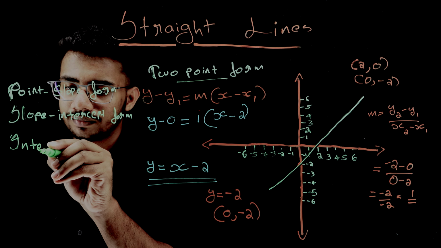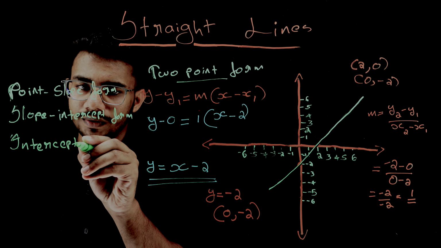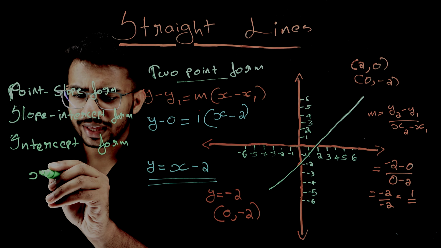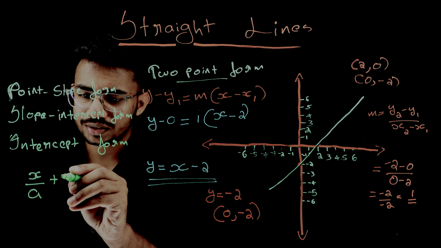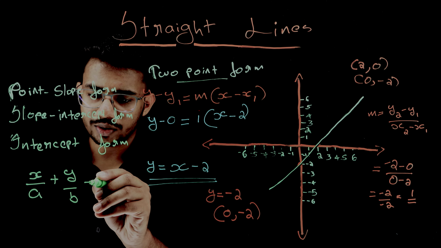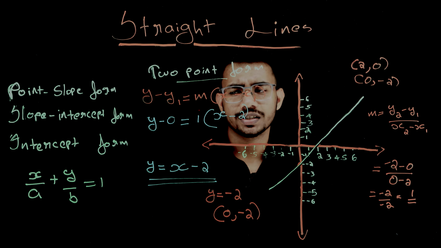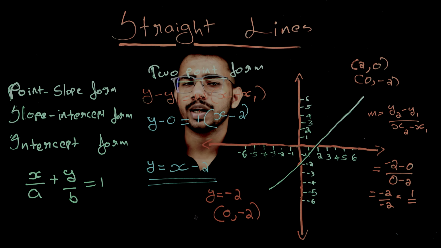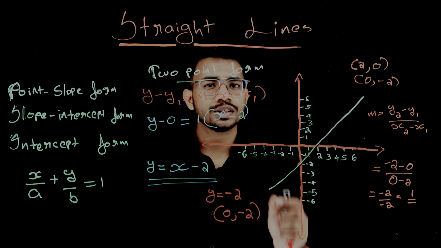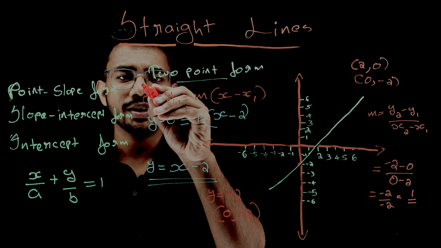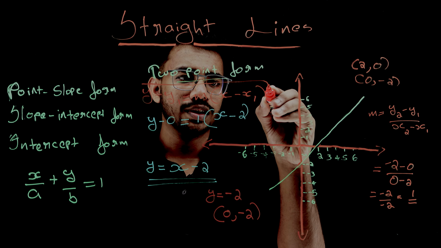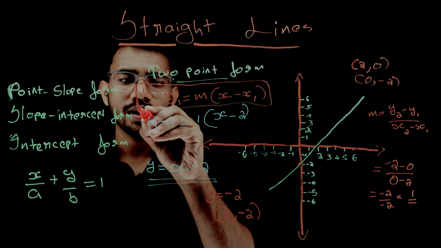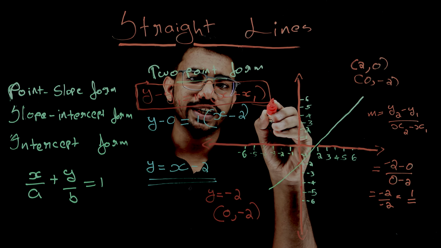That is the intercept form. And the intercept form is written as x by a plus y by b equal to 1. This is how the intercept form is written, and here a is nothing but my x-intercept and b is nothing but my y-intercept. So in this video, the most important equation is nothing but this equation. And if I know this equation, then I can derive any formula and I can derive the equation of a straight line itself.